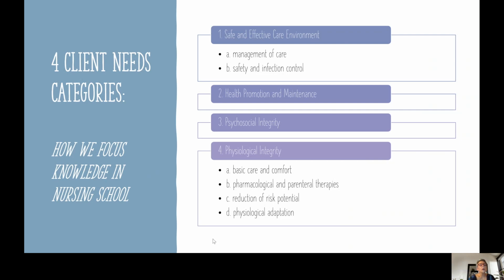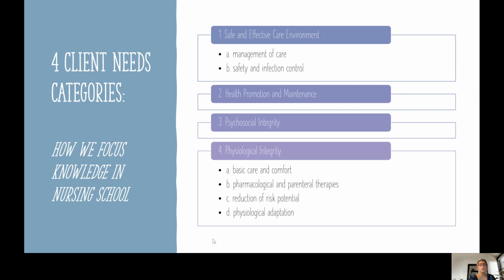So why do we talk about the 4 client needs categories? That's because our NCLEX, the certification or the licensure exam, has all of its questions based upon these particular topics. And so to pass the NCLEX, you need to pass a minimum standard under each of these. So instead of just doing the 4, actually I will do the 4, but we'll also include the subcategories as well.